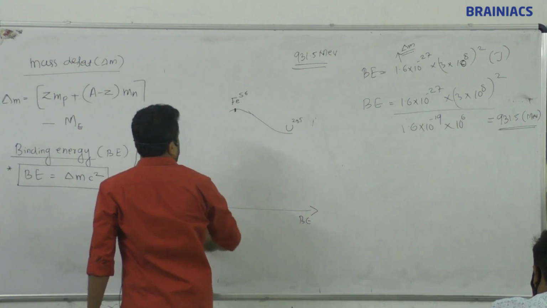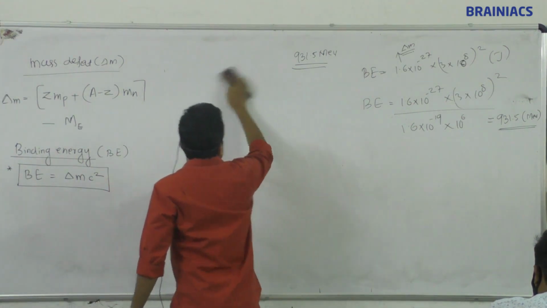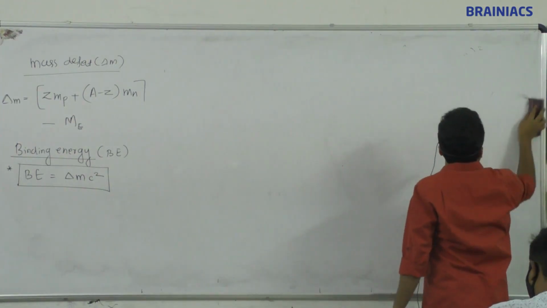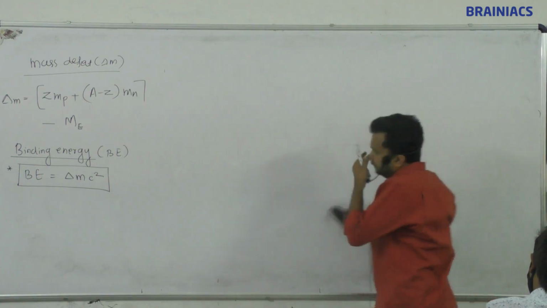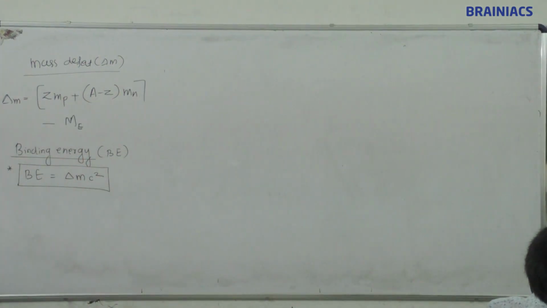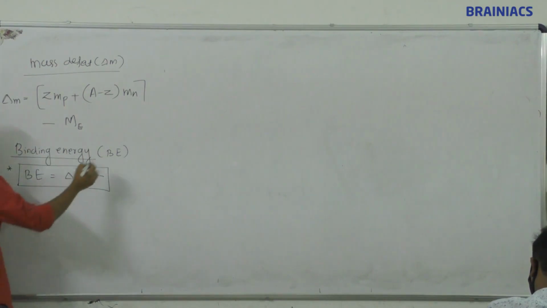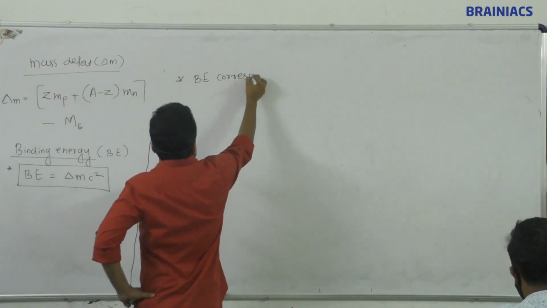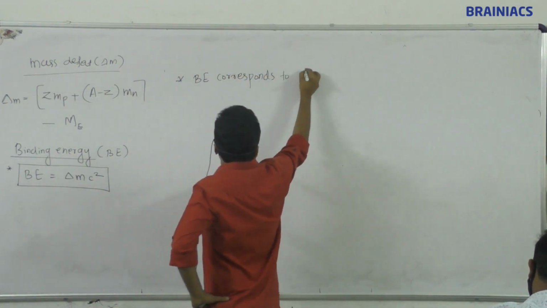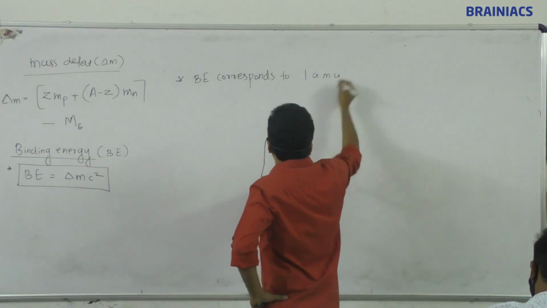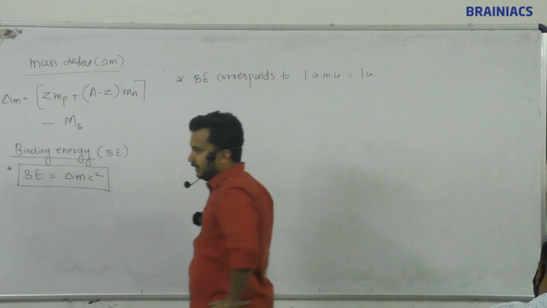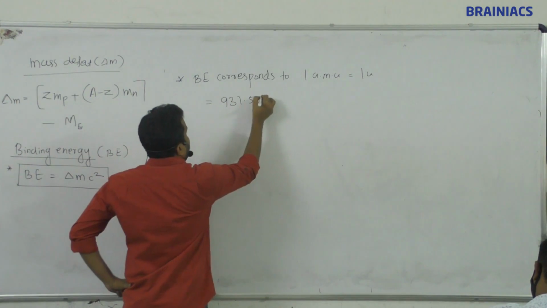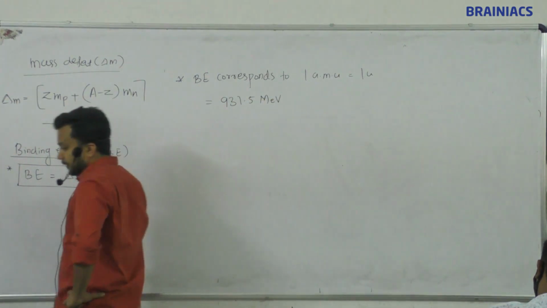That is derived from mass defect. Binding energy is equal to delta m c squared. Next point, binding energy corresponds to 1 AMU, 1 atomic mass unit. This can also be written as 1 u. 1 AMU is equal to 931.5 mega electron volt. Very important.